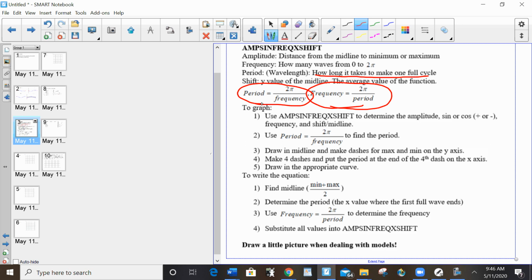The shift is the midline, the average value of the function, and when you're writing the equation, we're going to find midline using the min plus max over 2. So there's two types of questions. There's graphing and there's writing the equation.